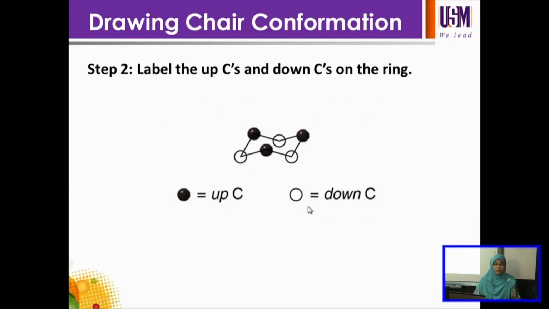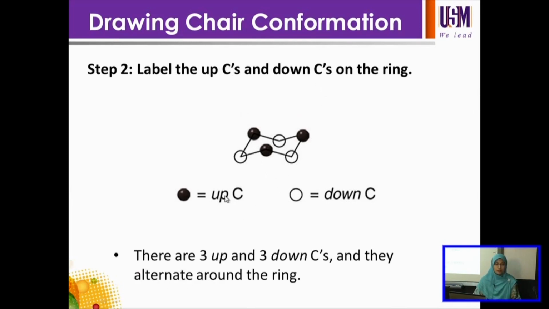Step two is that you have to label the up carbon and the down carbon on the ring. So there are three up carbons and three down carbons. The up carbon is colored in dark black here, and the down carbon is in white color. And they alternate around the ring. So let's say this is carbon number one. All the odd-numbered carbons will face upwards, and the even-numbered carbons will face downwards.